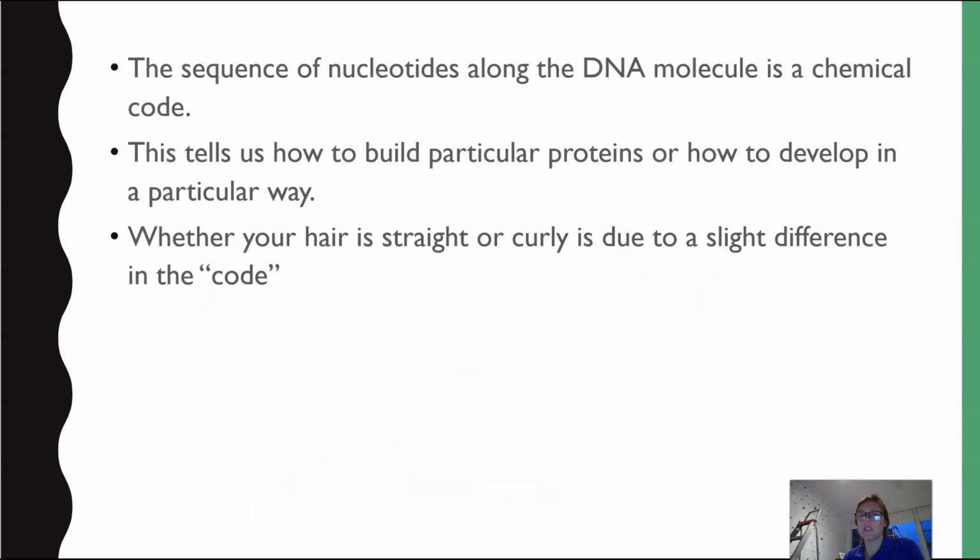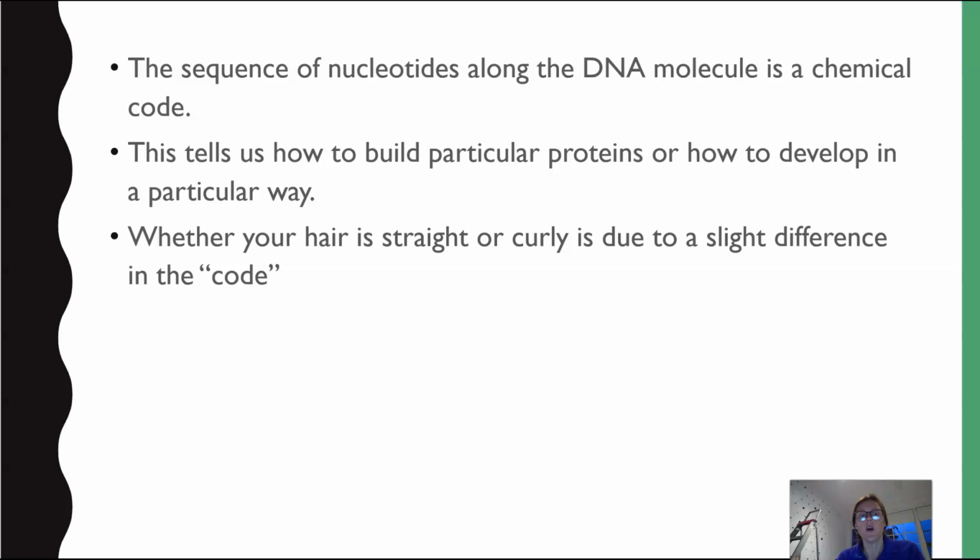So the sequence of those nucleotides, the sequence of the A's, the C's, the T's, and the G's along that DNA molecule is actually a chemical code. It tells us how to make certain proteins. To do that, we have a group of three, which we call a codon, and a group of three codes for an amino acid. And it's that message, those three-letter words, that make up the protein, which determines your traits.